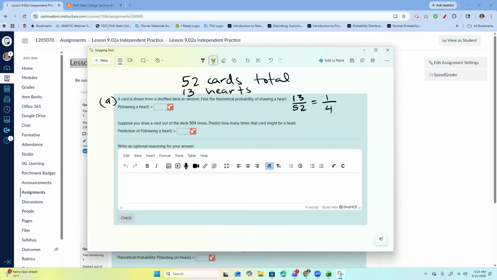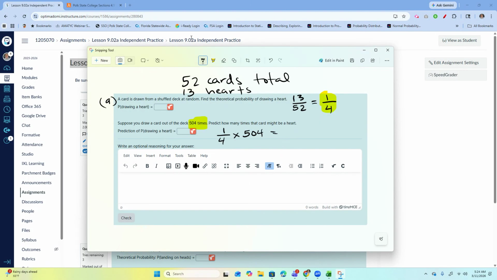Now I'm going to use this theoretical probability. Remember, theoretical probability is the probability that something happens before you even try it. But let's say you try it now 104 times. So we need to make a prediction. How many times out of those 104 times will you get a heart? Basically, you're going to take the theoretical probability, 1/4, and multiply by 504.